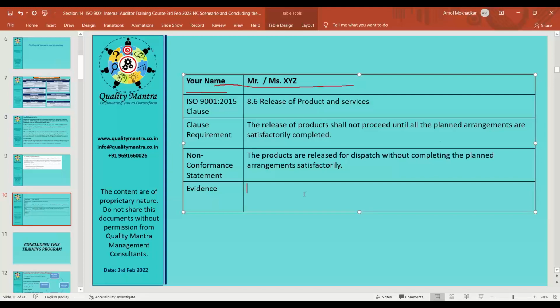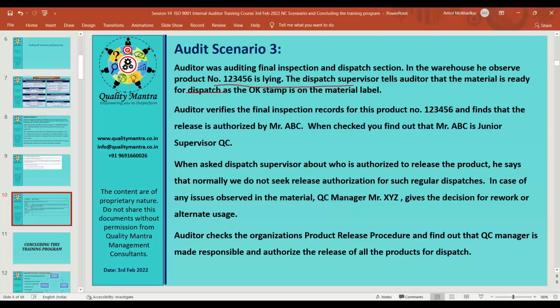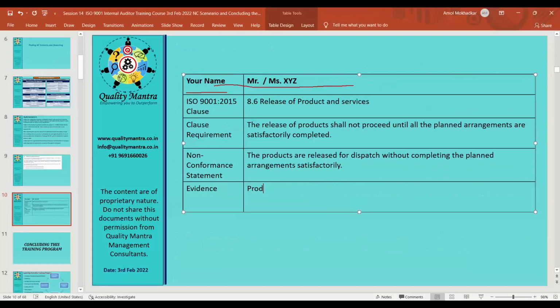Now in the evidence you need to write things like what was the product number 1 2 3 4 5 6. So product number 1 2 3 4 5 6, and here you can say interviewed. Whom you interviewed? Interviewed Mr. ABC, I think.